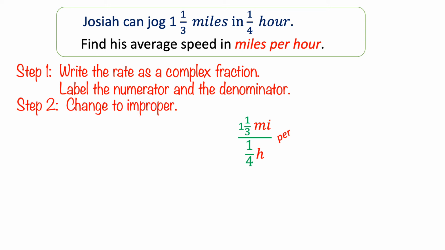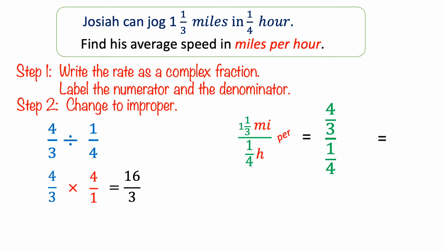So next we're going to change our fractions to improper fractions so that we can divide. 1 1/3 becomes 4/3 divided by 1/4. 4/3 miles per 1/4 hours. So we divide 4/3, we keep, change, flip. Multiply across and we get 16/3. Divide and we get an answer of 5 1/3. 16 divided by 3 is 5 with 1 left over.